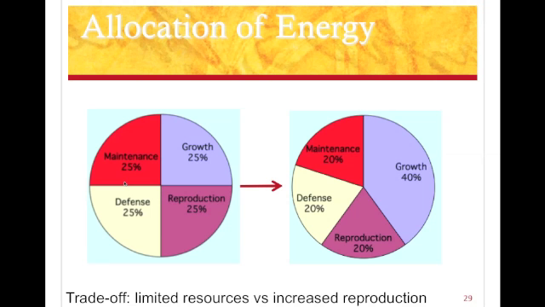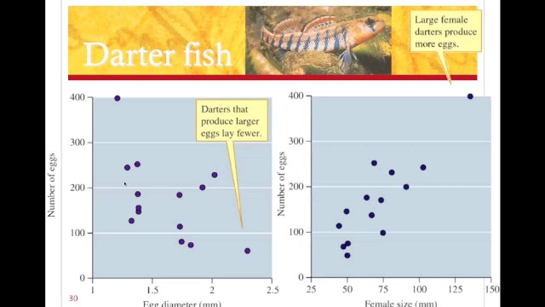And so this allocation is actually quite well known, and it's been demonstrated a lot of times. This is just the textbook classic example, the darter fish. In this case, the relationship is quite tight here on the right, where you have female size on the x-axis and numbers of eggs on the y-axis, where the bigger females are putting out more eggs. Okay, that makes perfect sense. That's probably true of all fish, and we suspect that's true of most invertebrates too.